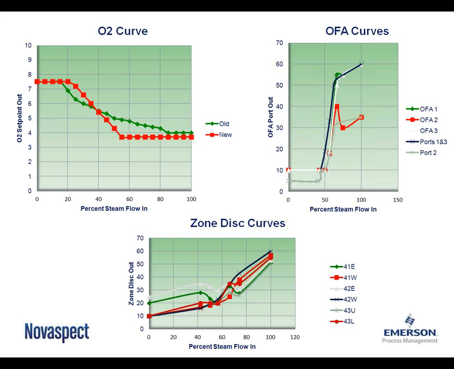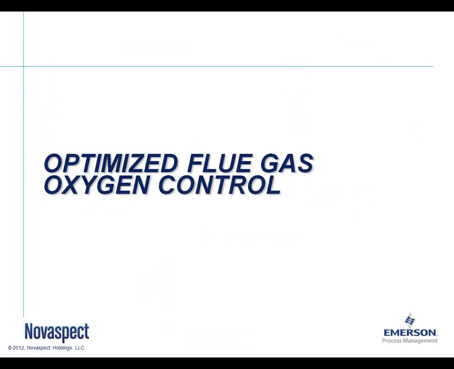And then you can see some of the other characterization that we had to do. This particular unit had overfire dampers as well as zone disk dampers, the zone disk for each burner. So we had curves for those. So that's our example of this.